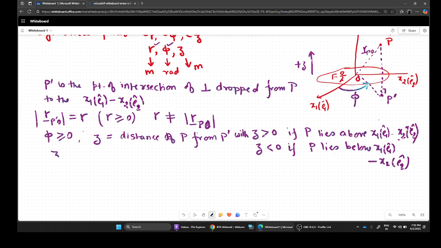So Z has this range, can go all the way from minus infinity to infinity. That can also be 0. When Z is 0, indeed P and P prime will coincide. It implies P and P prime coincide.